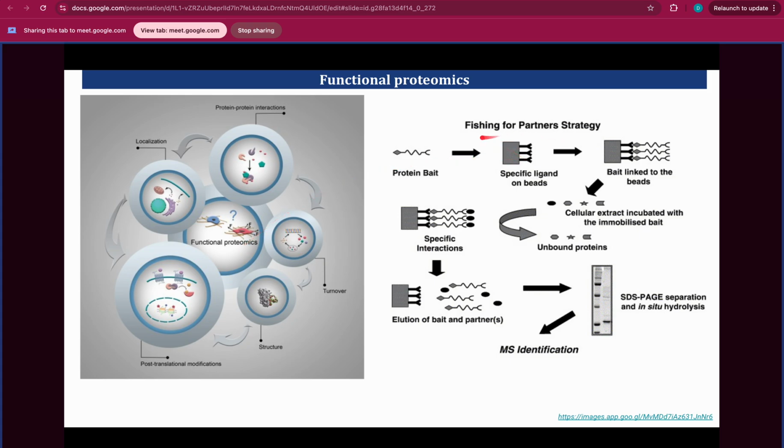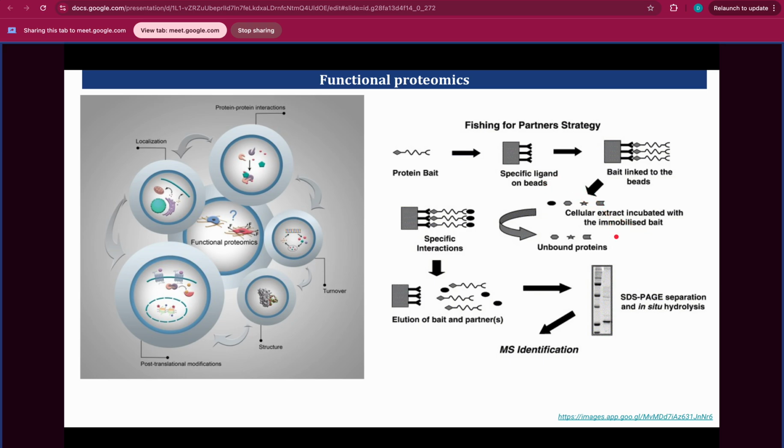Now on the right side, if you see, in this case I want to identify protein-protein interaction. So what we do is we have a protein bait. For example, I have a protein and I want to see what the interaction partners of this protein are. So I will attach this protein bait to a specific ligand, which is attached to a bead. This ligand will be specific to my protein, and my protein will bind to this ligand. Now binding has happened. Now I can give cellular extracts which are incubated with this immobilized bait. So now this bait is immobilized because I have bound it to the specific ligands.